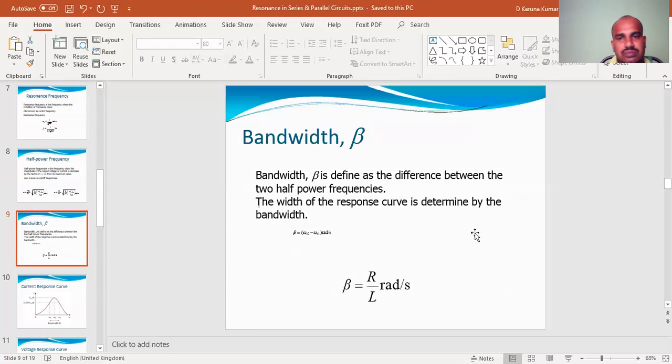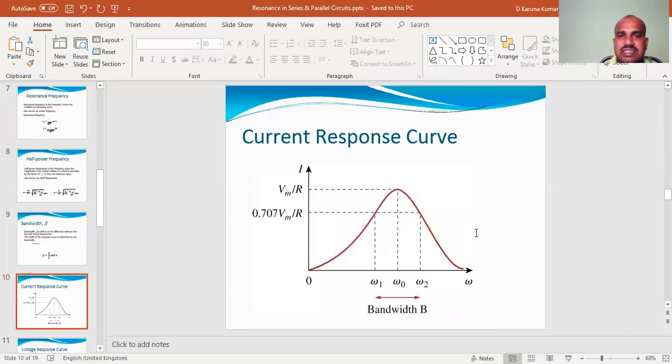Now we have to find the meaning of bandwidth. The bandwidth is the difference between the two half power frequencies: F2 minus F1 is called the bandwidth. The width of the response curve is determined by the bandwidth. Another definition of the bandwidth is R by L. The unit of the bandwidth is radians per second.